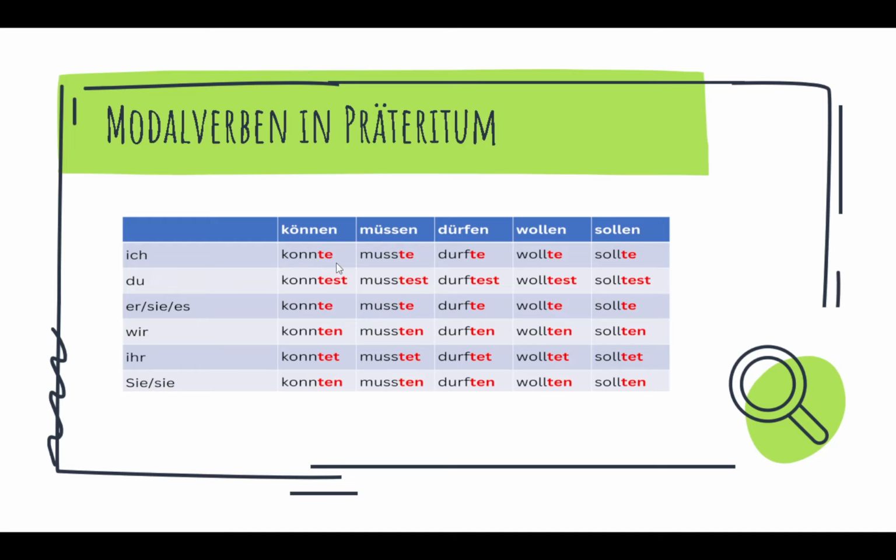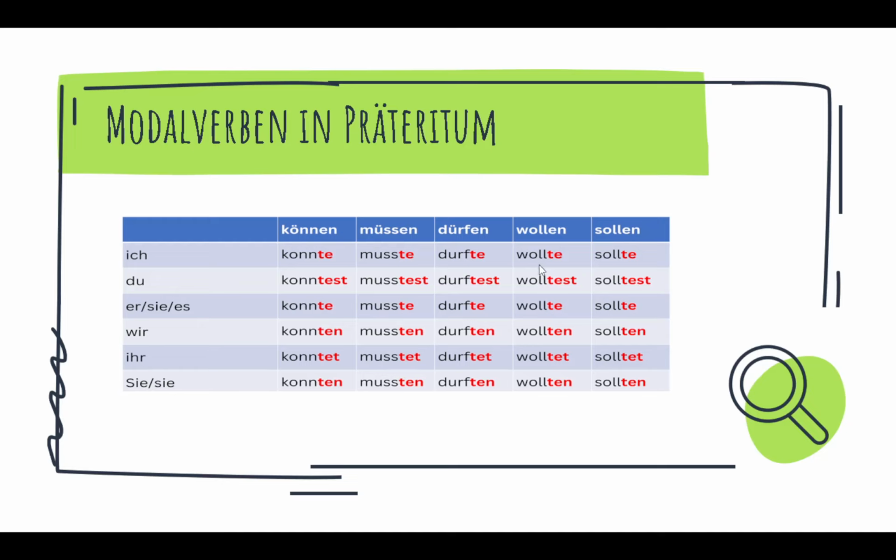Ich konnte, du konntest, sie es konnte, wir konnten, ihr konntet, sie konnten. Similarly, ich musste, du musstest, sie es musste, wir mussten, ihr musstet, sie mussten. Ich durfte, du durftest, sie es durfte, wir durften, ihr durftet, sie durften.